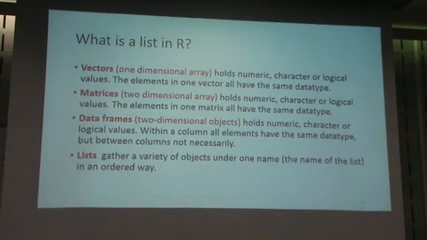A vector can be a one-dimensional array. The matrix is a two-dimensional array. The data frame is two-dimensional too: the matrix plus some data types. So we can say it's a multi-dimensional object. And a list is something like a list. It's hard to say it's a difference, but if you understand list and vector in Java or C++, it's the same concept.